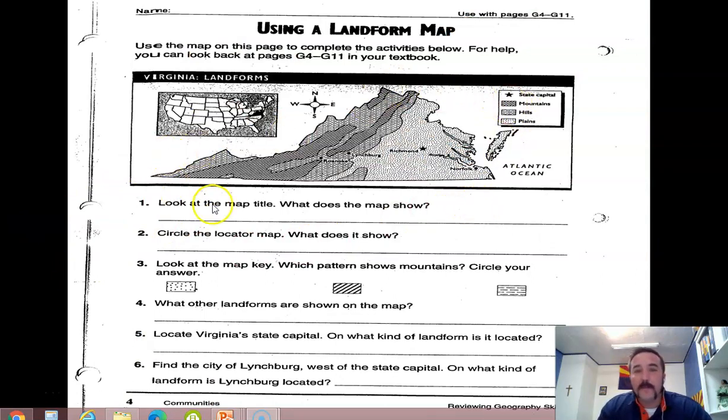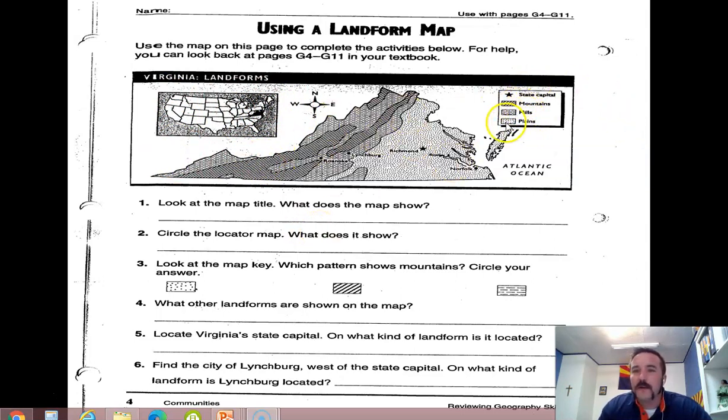Now, I know they don't have pretty colors, but it does have the map key right here. And you say, okay, the star, that means the state capital. And it says Virginia, landform. So we're talking about the landforms of Virginia. Oh, look, here's a nice locator map. Virginia's right here in the United States. That locates it. And you wonder what all these dashes and dots are.